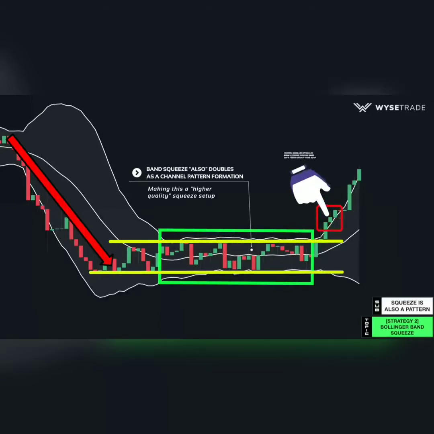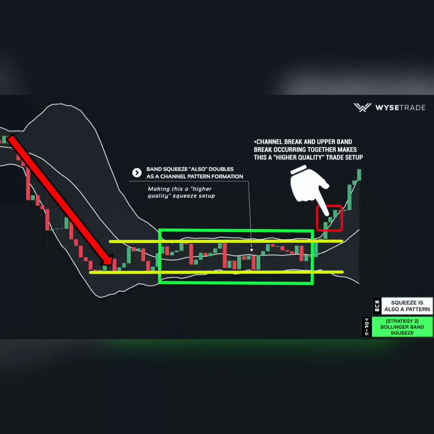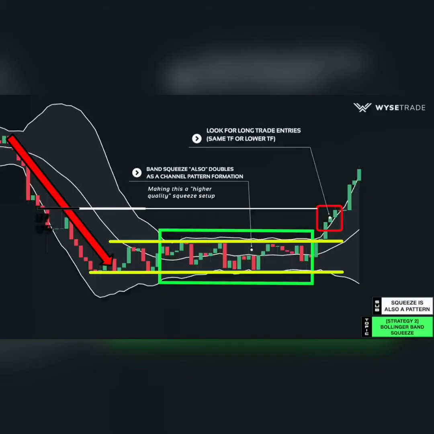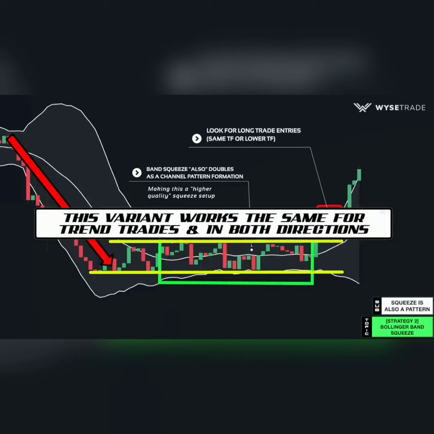Then once price breaks above the pattern, it also breaks outside of the bands. This is a higher quality reversal trade, and you would then look for long trades through the same time frame or through the lower intraday time frame. This also works the same for trend trades and in both directions.